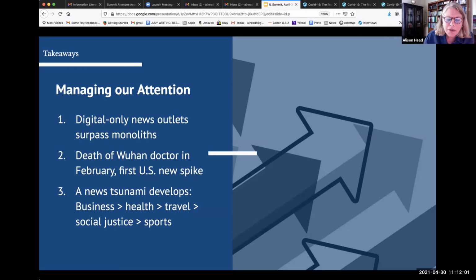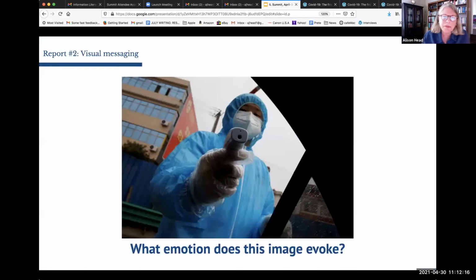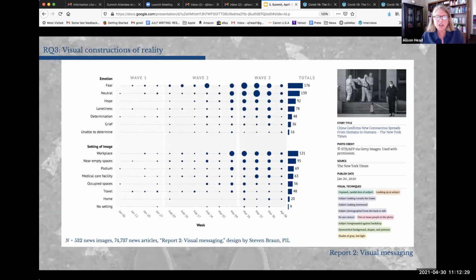The last question, I gave you a taste of the news tsunami, and I'll skip down, but we can look at individual angles. A question that was interesting to us is, how did COVID coverage begin? Well, with Business Insider, it begins as a business story. Here's the second report. What emotion, we asked ourselves, does this image evoke? If we were to code, which we did, 532 images, what are visual constructions of reality to a world we once knew that we can no longer get to?